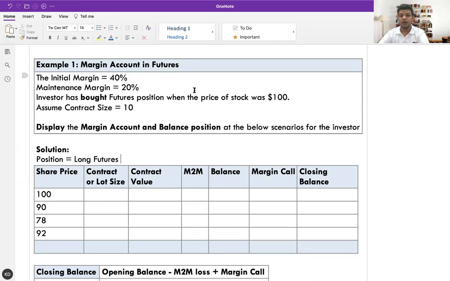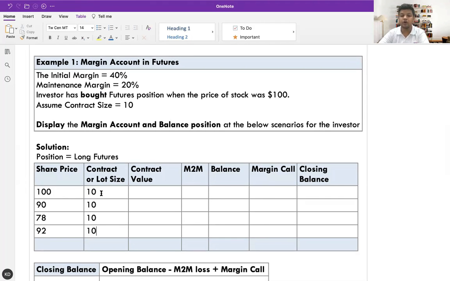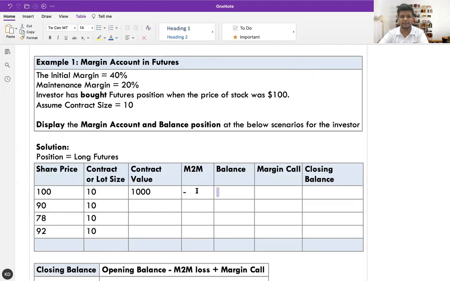So I am long a futures contract. When the price of the stock was $100, assume the contract size is 10, so the minimum lot size is 10. I have given you hypothetical prices here. First of all, what is the contract value? 100 into 10, that is 1000. Initially, there is no mark to market outcome, but the balance, you have to pay how much? The initial margin, 40%. So 40% of 1000 will be 400. Clear?